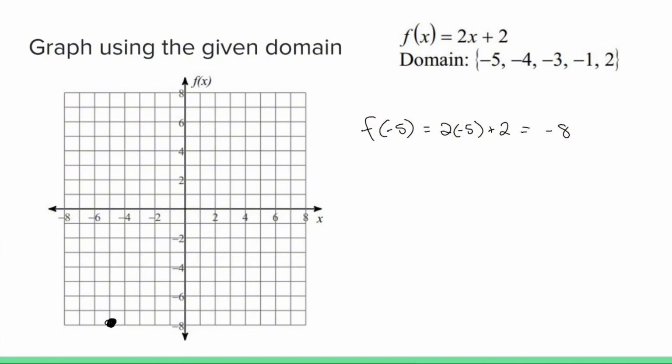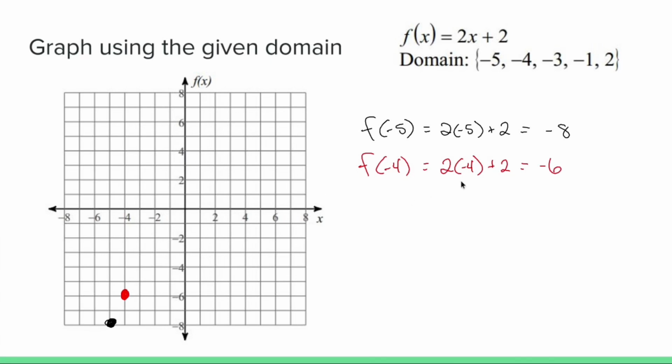Okay? Let's do it again. F of negative 4 is going to equal 2 times negative 4 plus 2. 2 times negative 4 is negative 8. Negative 8 plus 2 is going to be negative 6. So negative 4, negative 6. There's a dot right there.